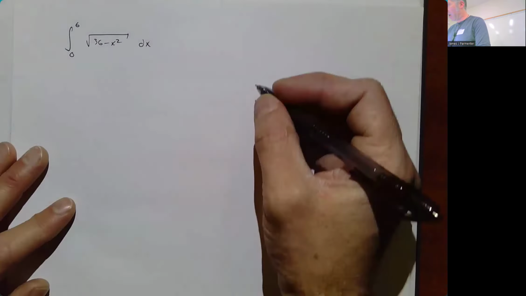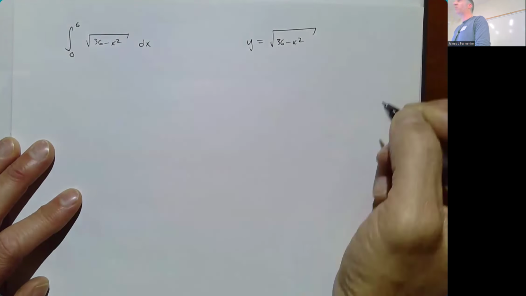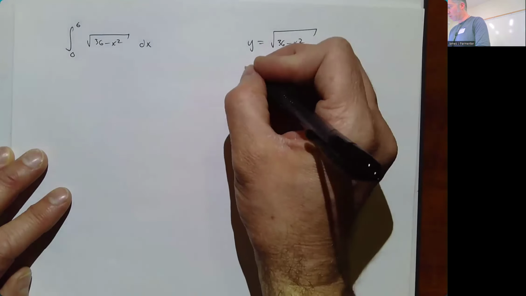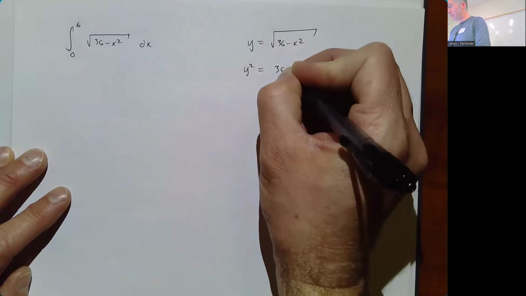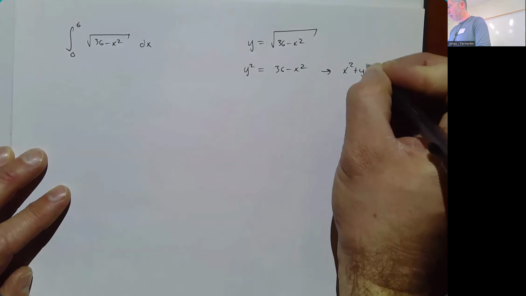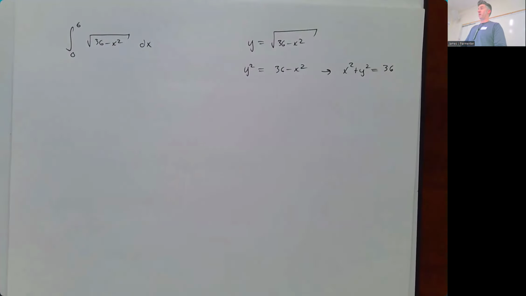Right now, we're going to say, well, hey, I know that y equal to the square root of 36 minus x squared looks like the top half of the circle. And if it's easier to see that, you can square both sides and then bring the x squared over to the left and say, oh yeah, x squared plus y squared equals 36 is the full circle centered at the origin with a radius of 6.